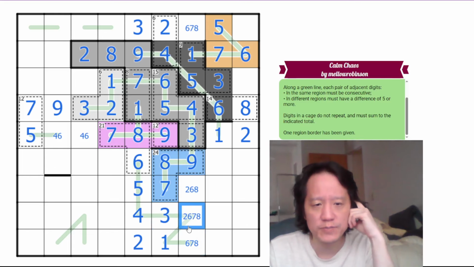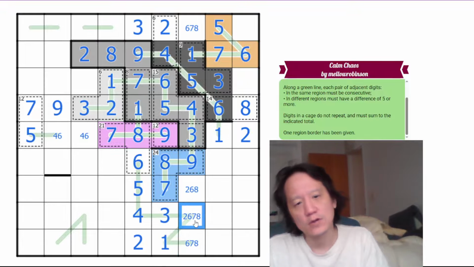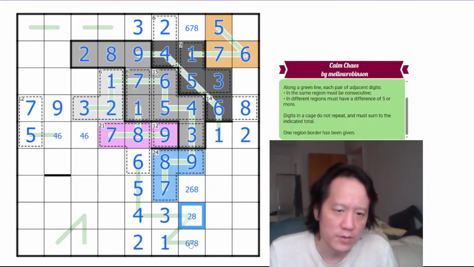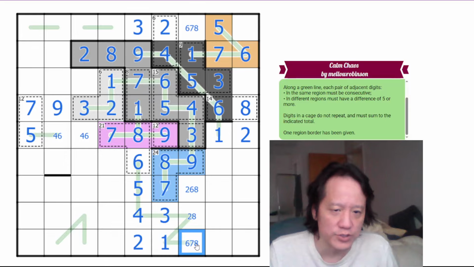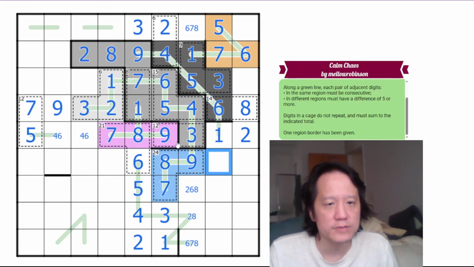This must be either consecutive with 3 or 1, or 5 or more away from 3 or 1. So it could be 2 here. It cannot be 6, because that's not consecutive with 3 or 1, or 5 away from 3. Can't be 7, so this is 2 or 8 here. This has to be a different region, because it's not consecutive. So this is that way. This is blocked as a region. This could be the same region. We don't know.